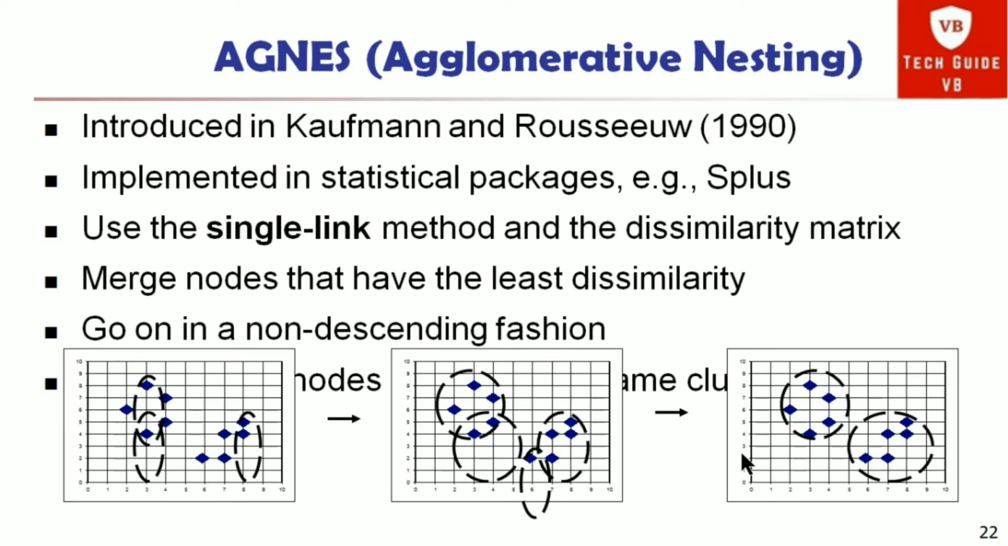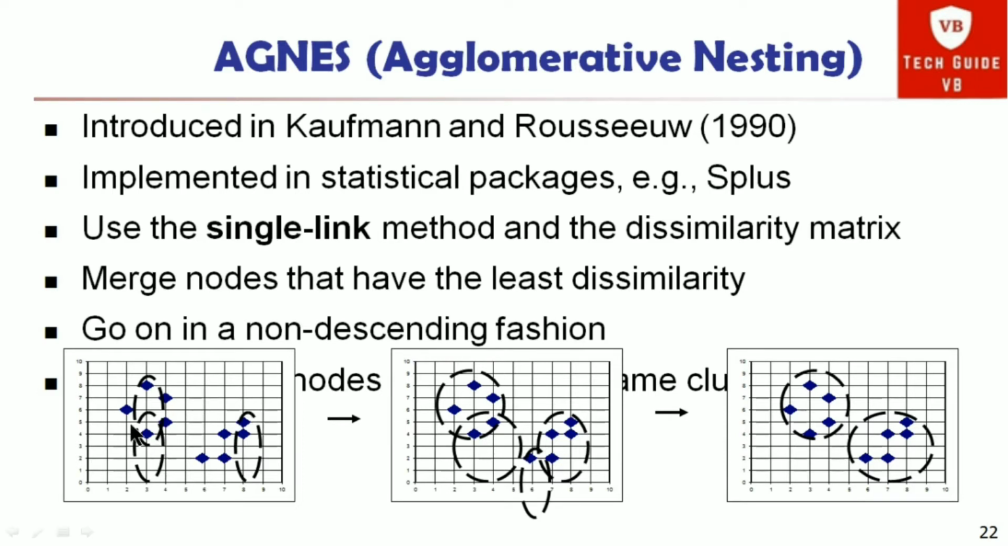We will now see the agglomerative nesting method in detail. It was introduced by Kaufman and Rousseeuw in 1990. It is implemented in statistical packages, for example S-Plus. It uses the single-link method and the dissimilarity matrix. It merges nodes that have the least dissimilarity and goes on in a non-descending fashion.